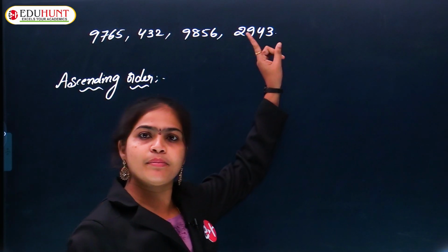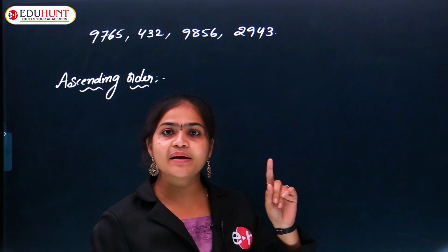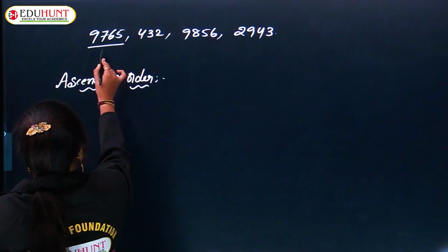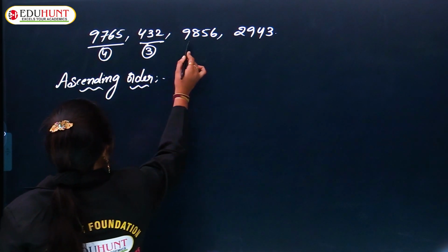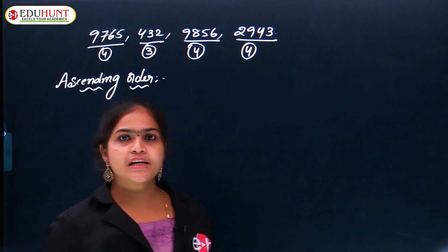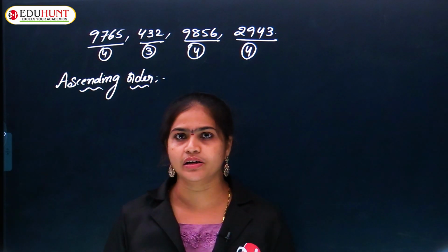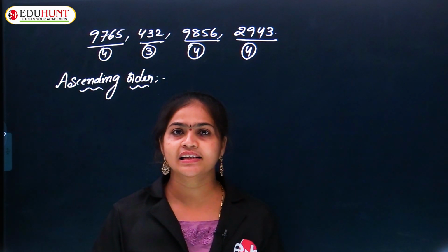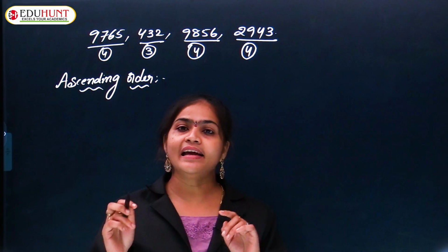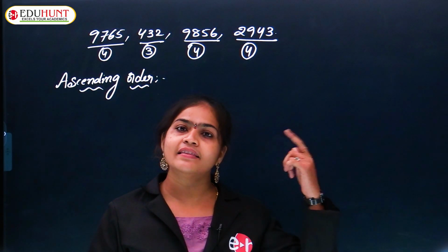What is the smallest number among those four numbers? First we have to check whether all the given numbers have the same number of digits or not. Now see: this is a 4-digit number, this is a 3-digit number, this is a 4-digit number, and this is also a 4-digit number. We can observe one 3-digit number, and the remaining three are 4-digit numbers. What is the first point we learned in comparison? If the given numbers have a different number of digits, then the number having more digits is greater than the other number.